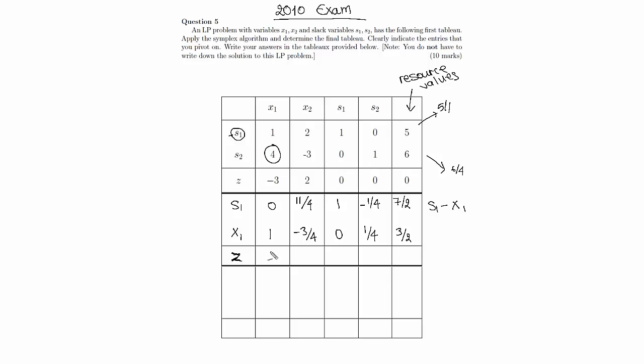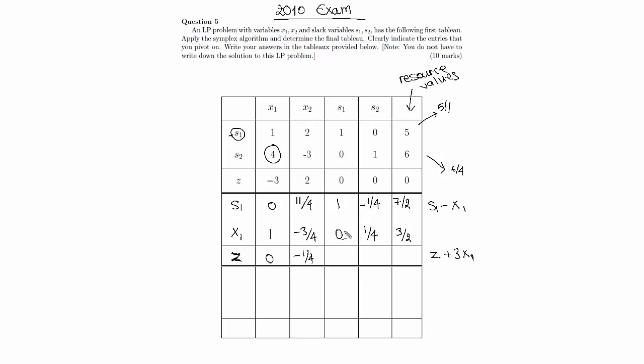And now with Z, in order to make -3 into 0, we need to have Z plus 3 times x1, since we have the coefficient 1, and that will turn this coefficient into a 0. Always keep this in mind. So -3 plus 3 times that will be just 0. Then we have 2 plus 3 times minus 3 on 4, which will give us minus 1 on 4.